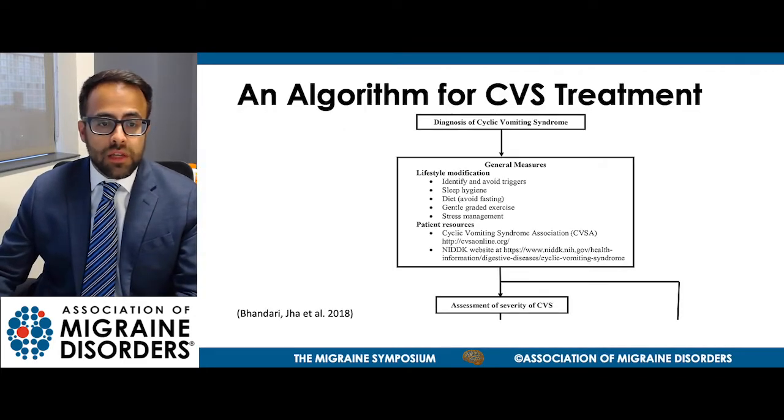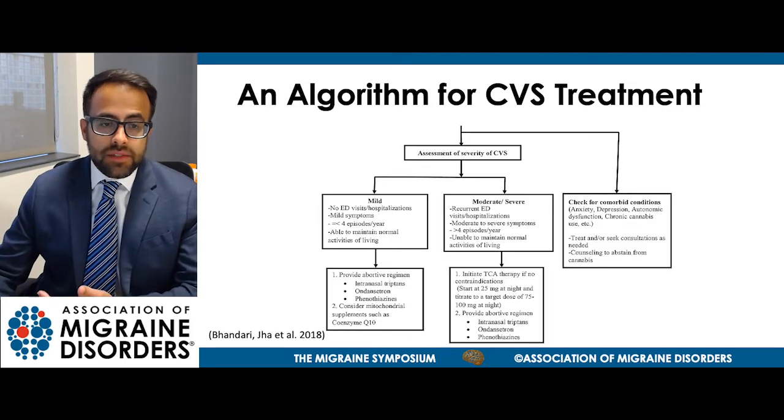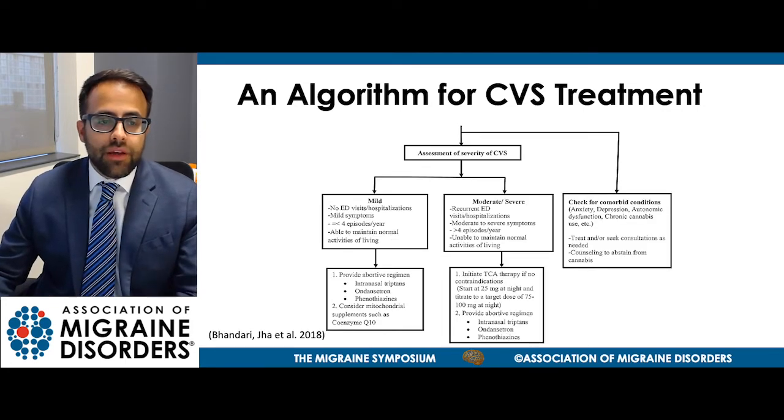In terms of managing someone who has a diagnosis of cyclic vomiting syndrome, there are general measures that you do, like lifestyle, avoiding triggers, appropriate sleep, diet, exercise and stress management, and giving patients resources. And then once you are confident in the diagnosis, it's assessing the severity of cyclic vomiting syndrome. Mild cases are generally people who don't need to visit the ER.